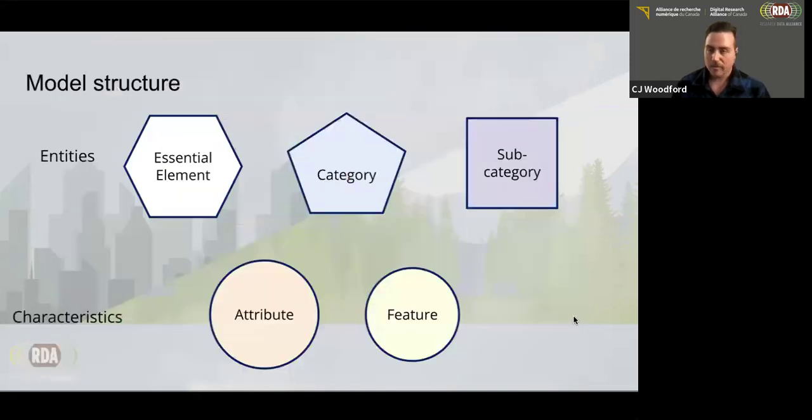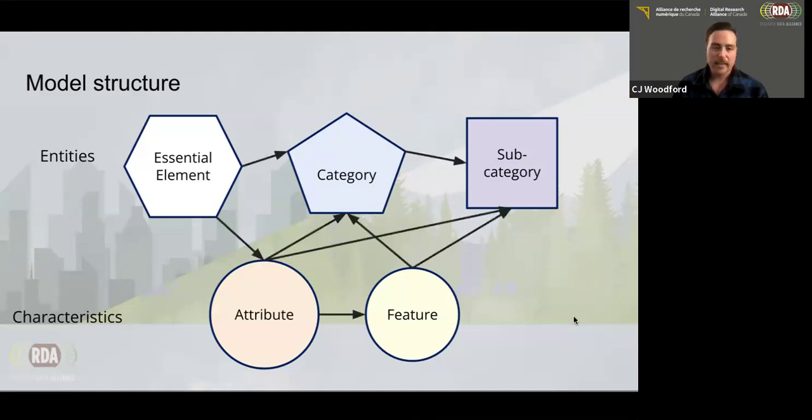So a very quick overview of the structure. We have entities and characteristics. The idea is that essential elements can break up into categories and subcategories, and characteristics can be broken up between attributes and features. So features are more granular. Characteristics are inherited from parent to child. So if you've got an essential element that has an attribute, and then maybe that attribute has a feature, who knows how granular it is? All different parts of the model are more or less granular. That essential element has a category, then that category inherits those characteristics, and likewise for the subcategories.